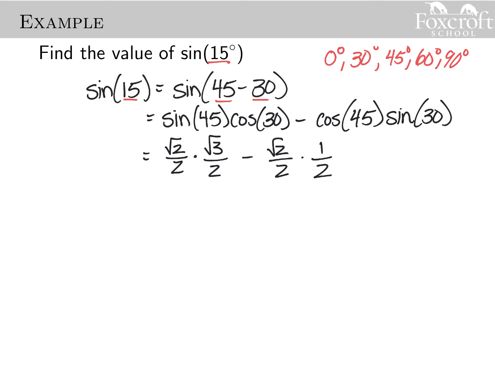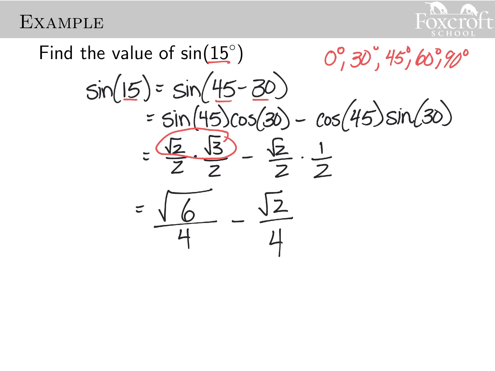When you multiply two square roots together, you can combine them into one single square root and just multiply those two numbers. So that becomes the square root of 6. That only works for multiplication. You can't do that with addition. But since we're multiplying these two things, I can combine them. 2 times 2 is 4. Square root of 2 times 1 is just the square root of 2 over 4.